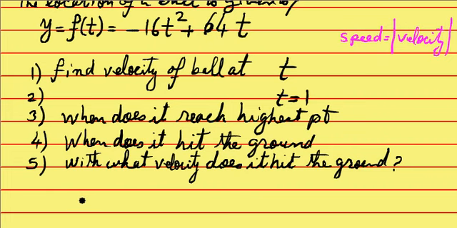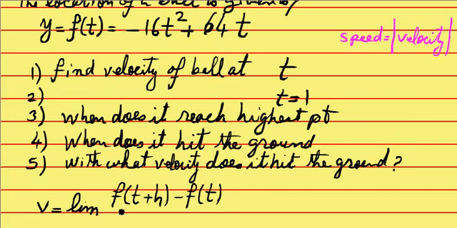Okay, let's come back to this problem. We wanted to find the velocity of a ball that is moved according to this formula. So how do I get the velocity? I say velocity is equal to the limit of, let's use our h notation here, f of t plus h minus f of t divided by h as h goes to 0.